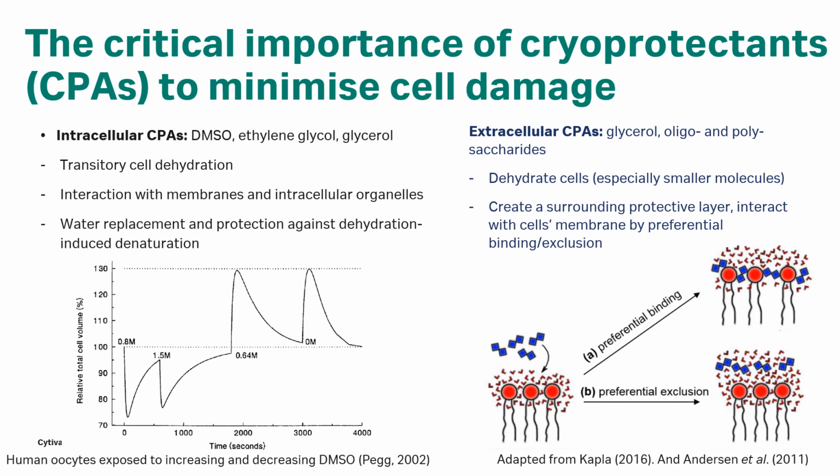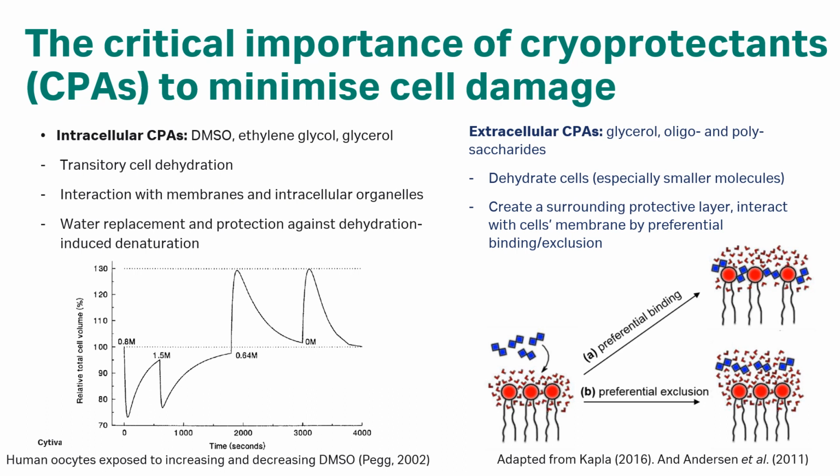Cryoprotectants are usually placed into two broad groups, intracellular and extracellular. These do exactly what the name suggests. Intracellular CPAs can permeate the cell membrane and so directly influence the intracellular space. These are typically smaller molecules such as DMSO and also glycerol, which has good cell permeability at higher temperatures. They have a transient effect on cell dehydration and also interact with membranes and intracellular organelles, as well as acting as an additional solvent to compensate for water molecules locked away as ice during cooling.